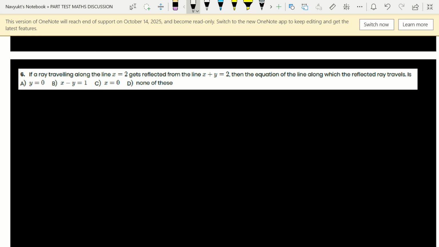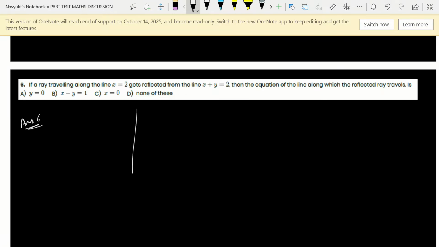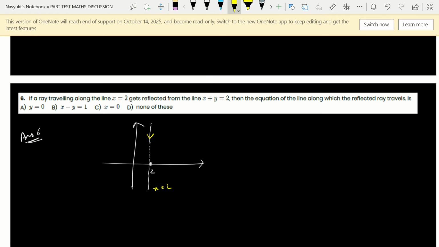So question number 6 says if a ray traveling along the line x equal to 2 gets reflected from the line x plus y equals to 2, then find the equation of the reflected ray. First of all, let's see, these are the coordinate axes. X equal to 2 line is like this. Now a ray is incident along this line x equals to 2. So the ray is coming like this.